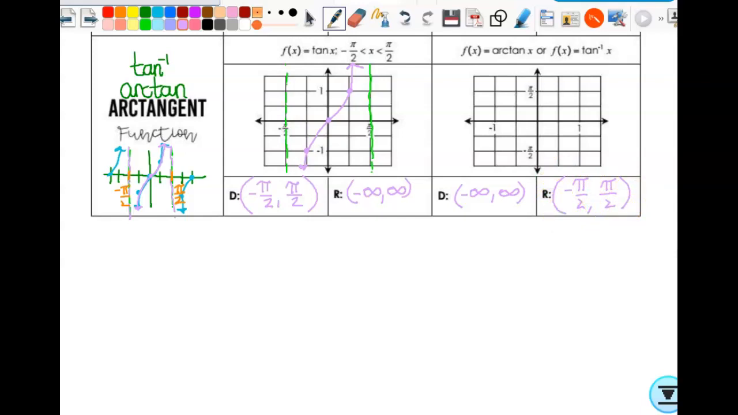So if the tangent value is 0, the angle is 0. If the tangent value is 1, what is the angle? Pi fourths. Very good. And if the tangent value is negative 1, what is the angle value? Negative pi fourths.